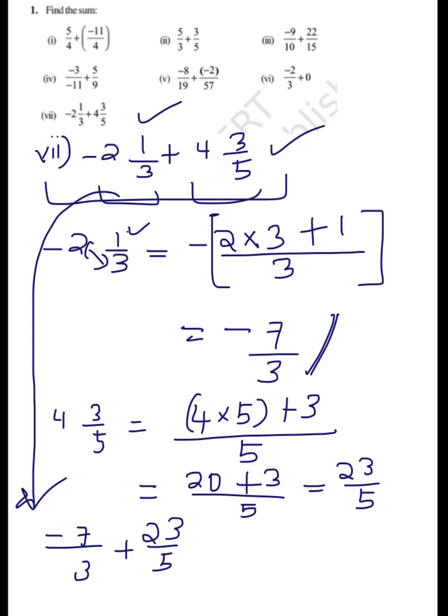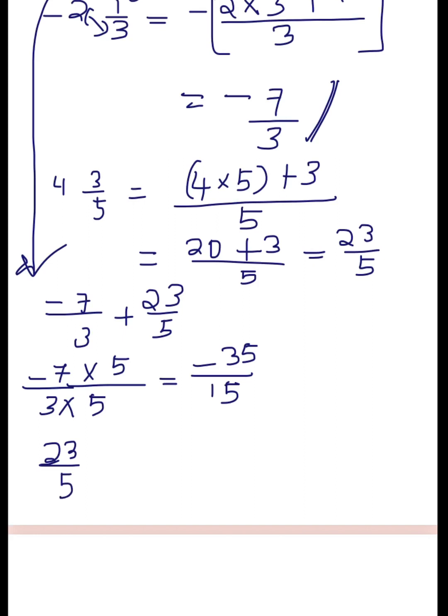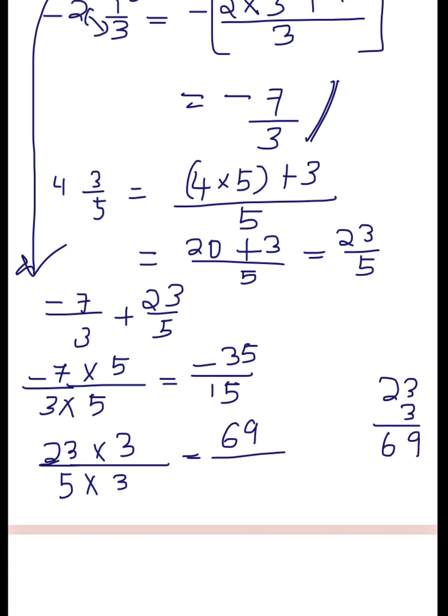Now the denominators are different, so let's do the remaining things. Let's take the first number, minus 7 by 3, and multiply it with the denominator of the second, which is 5. Then you will get the answer as minus 35 by 15. Now let's take the second number, which is 23 by 5, and multiply it with the denominator of the first, which is 3. What is 23 into 3? 69. So 69 by, what is 5 into 3? 15. So 69 by 15.